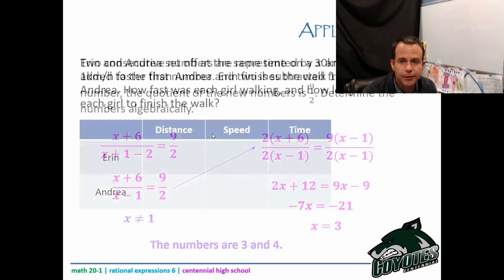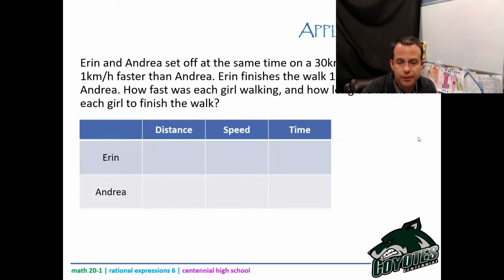Next one. These are kind of a famous set of questions called distance, speed, time questions. They're called distance, speed, time questions because the question deals with distances and speeds and time. We don't try to make things complicated.